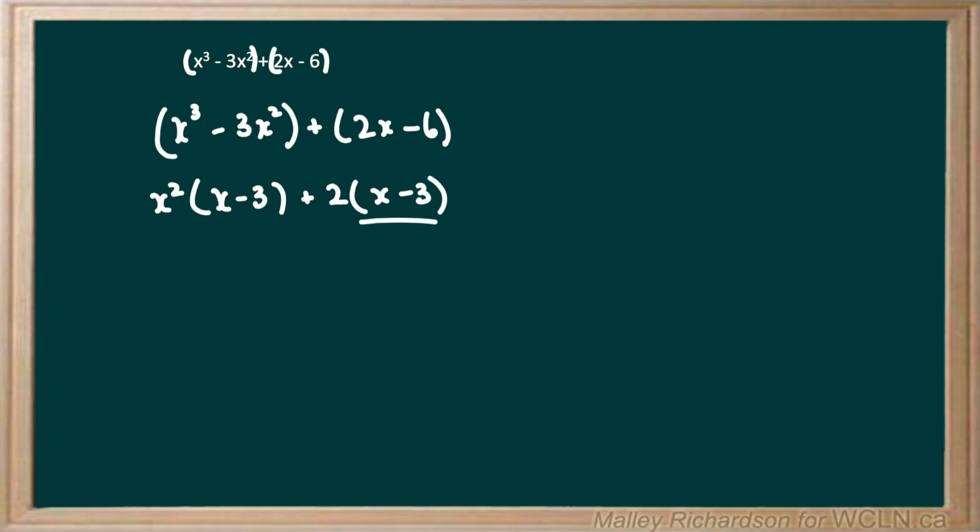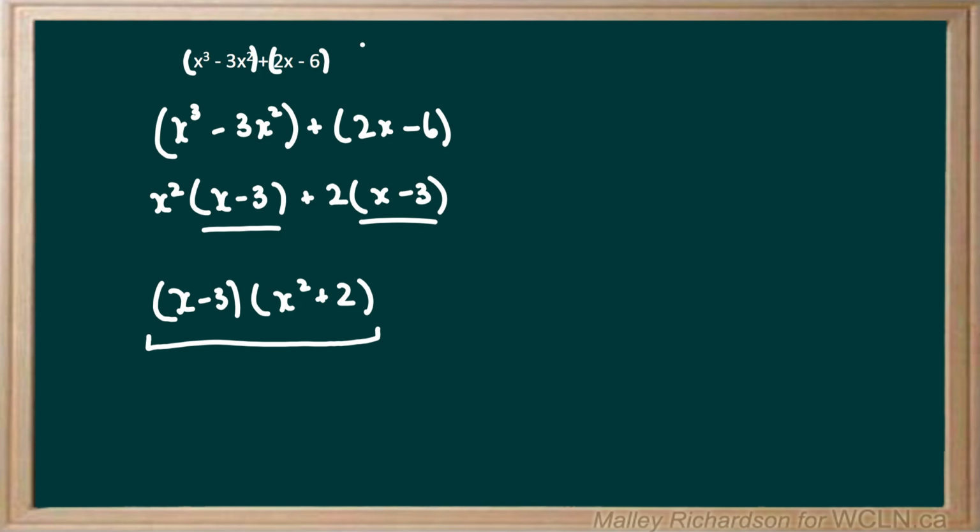And as we can see, these 2 brackets are the same, so out of our whole expression, we can factor out an x minus 3, and we're left with x squared plus 2 as our final answer. Now you can double check this by using your distribution laws and checking if you get the same answer as our question above.